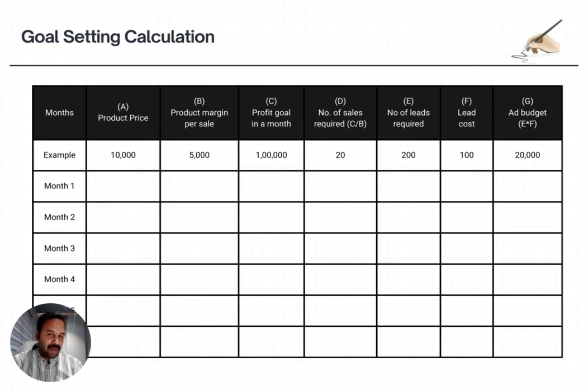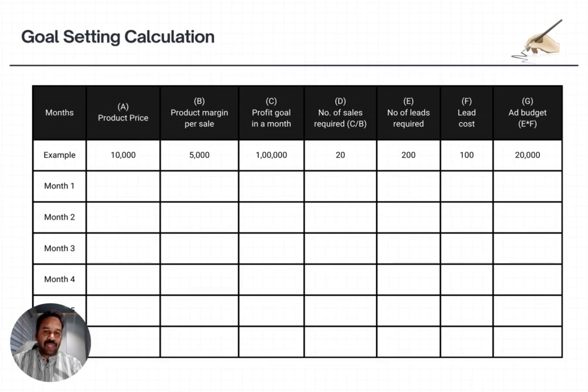Lead cost may be like 100 rupees per lead. So your ad budget will be 200 leads into lead cost, that is 100. It will be 20,000. So when you read it, it will be like this: you should spend 20,000 in your ad budget and you should generate at least 200 leads with a maximum lead cost of 100 rupees, in which you need to maintain a sales conversion rate of 10 percentage.